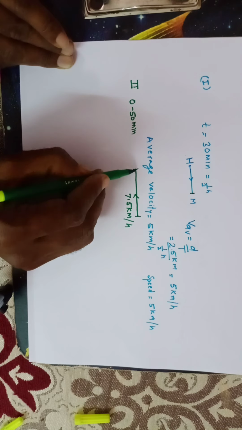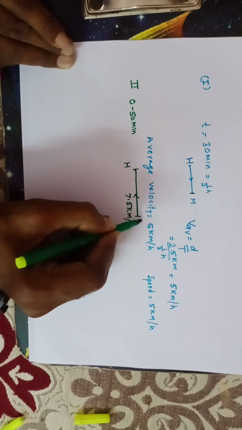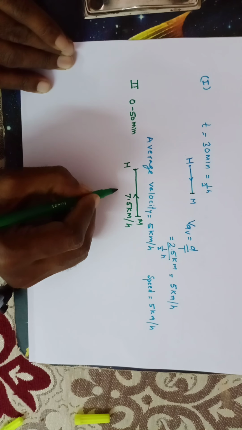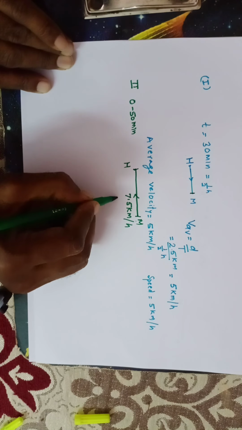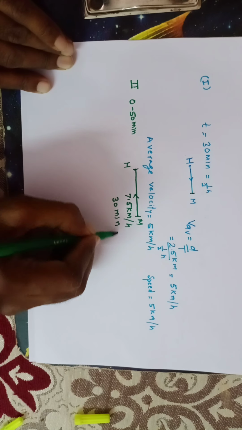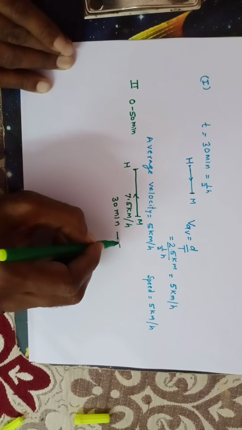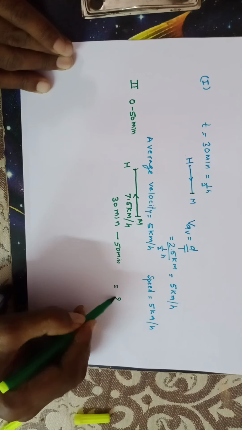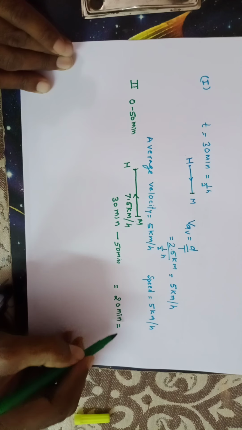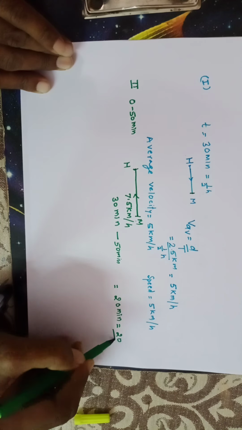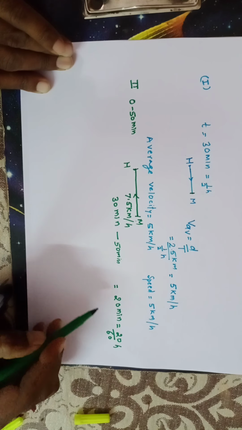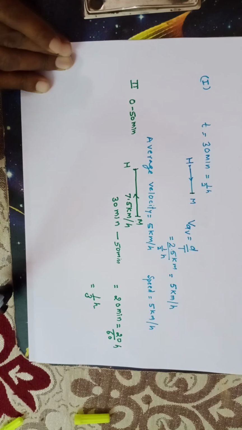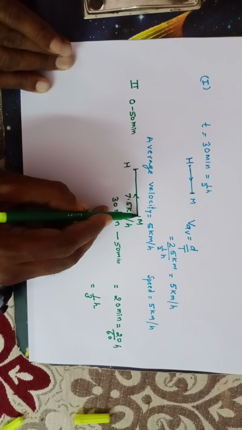So in 30 minutes he has reached from home to market. Now from market to home he is coming. So first of all we'll discuss 30 minutes to 50 minutes. That will be equal to 20 minutes, and 20 minutes means 20 by 60 hour, that will be equal to 1 by 3 hour.